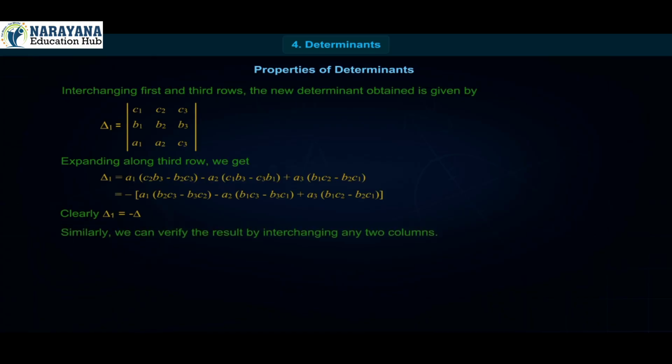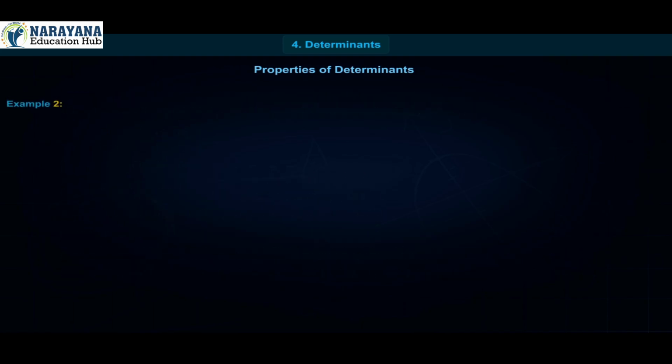Similarly, we can verify the result by interchanging any two columns. Note: we can denote the interchange of rows by Ri interchange Rj, and the interchange of columns by Ci interchange Cj.